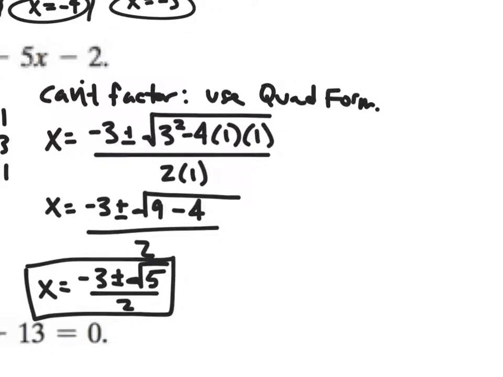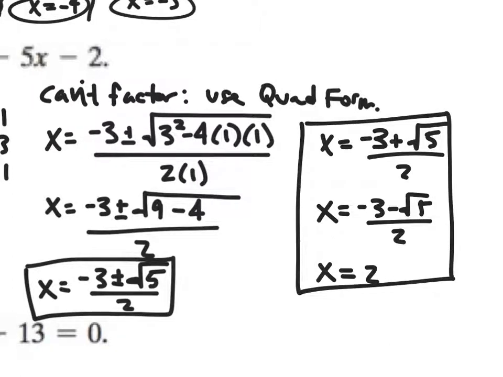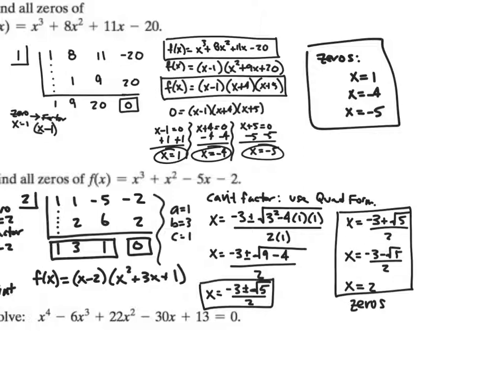So I've got x is equal to negative 3 plus the square root of 5 over 2. I have x is equal to negative 3 minus the square root of 5 over 2. And then I've got that x is equal to 2. So these values here are my zeros, and that's how we find that.